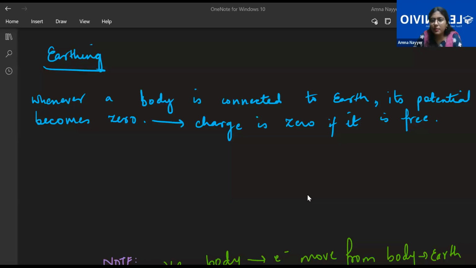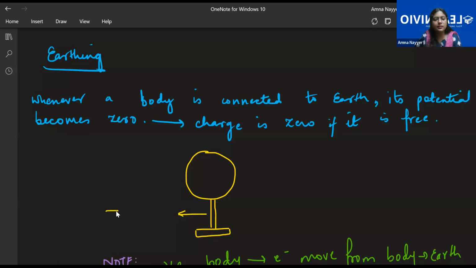Now coming back to our topic of electrostatics, what do we do? Suppose I have a sphere, okay, and I put it on an insulating stand. This is a sphere. This is an insulating stand. Why an insulating stand? So that there is no connection between the sphere and the Earth. Let's say it has an excess of charges, positive, negative, and all.